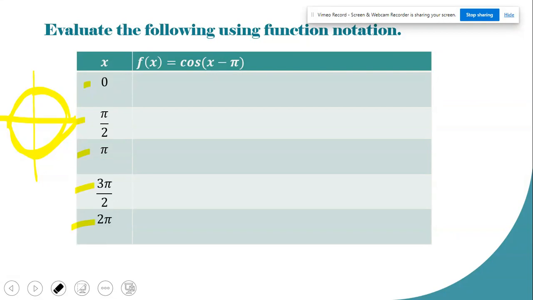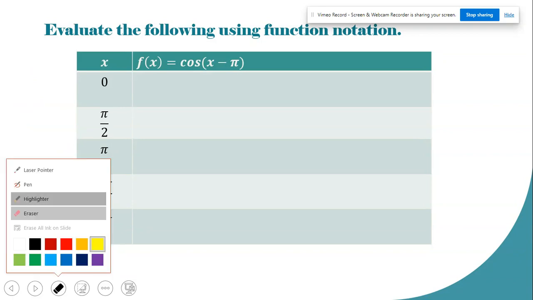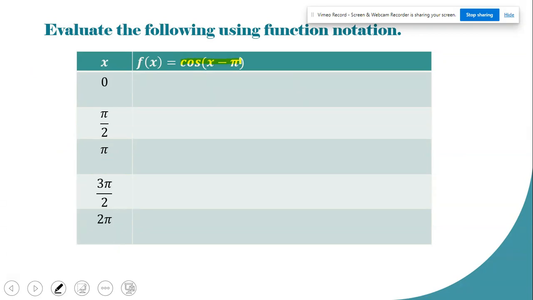And we have to plug it in to this function, okay? This is where it gets kind of tricky. Cosine of x take away pi. But notice all of the angles are marked as x, right? They're all marked as x. So we're quite literally going to plug this in.